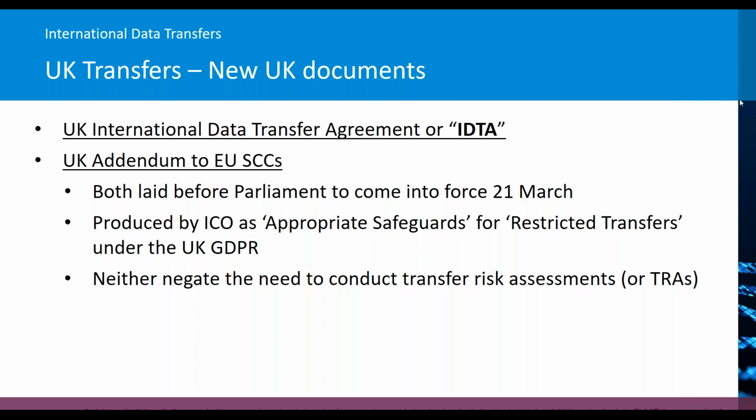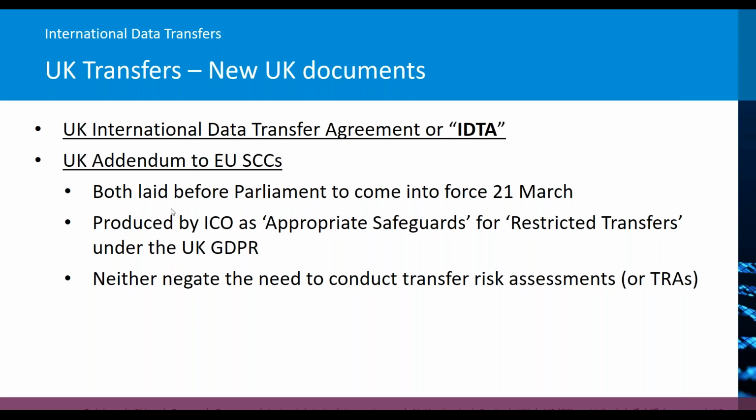So for those of you who've been following international data transfers closely, you'll be familiar with the fact that last year, the ICO carried out a consultation on UK data transfers. During that consultation, they looked at three key documents. The first was the UK's International Data Transfer Agreement, or IDTA. The second was the UK Addendum to the EU SCCs. And the third was the International Transfer Risk Assessment and Tool. The first two of those documents were laid before Parliament last month. And as Renzo said earlier, they're due to come into effect next week, on the 21st of March.